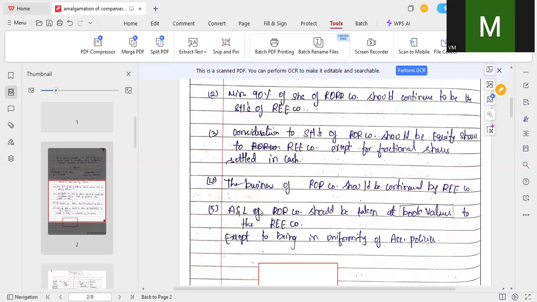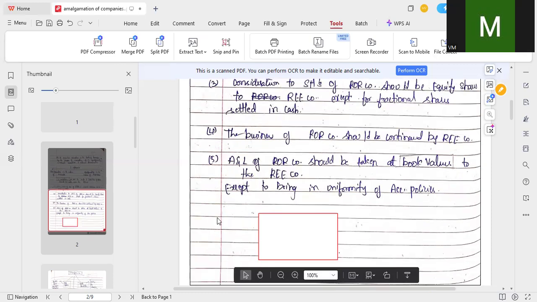Okay, then. Fifth point. Assets and liabilities of transferor company should be taken at book values by the transferee company. Okay, fine. The fifth point is very easy. Now, in our example, Instagram assets and liabilities will be taken over. Yes, we know that. These Instagram assets and liabilities are to be taken at their book values.